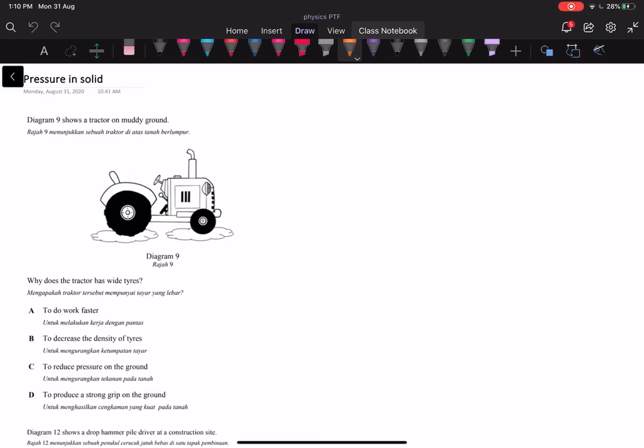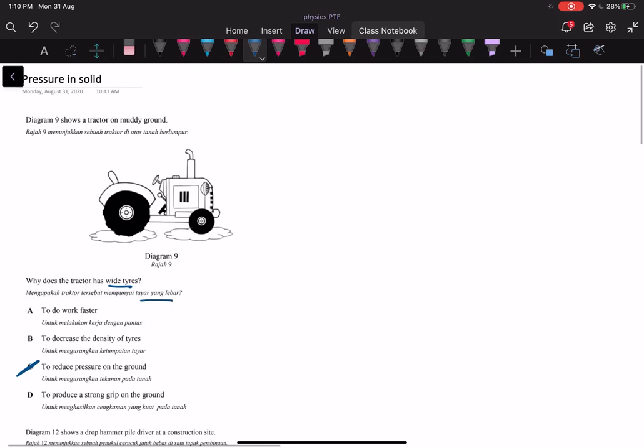Jadi ini adalah berdasarkan pada teori yang kita telah belajar sebentar tadi. Okay. Yang pertama, soalan ni menyatakan diagram shows a tractor on a muddy ground. Why does the tractor have a wide tire? Please solve this question. Okay, jawapannya adalah to reduce pressure on the ground. Konsep sama, disebabkan tayar yang lebar or the wide tire, the area is larger. Why do we want a larger area? Because to reduce the pressure. So that's the answer for C, untuk mengurangkan tekanan pada tanah.